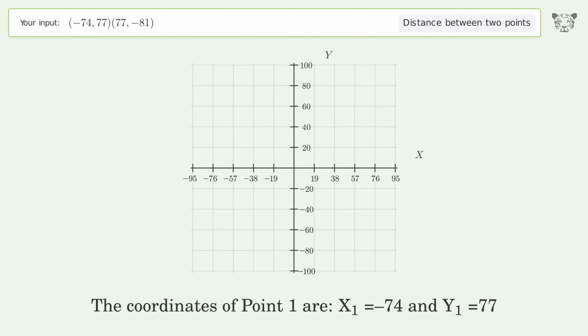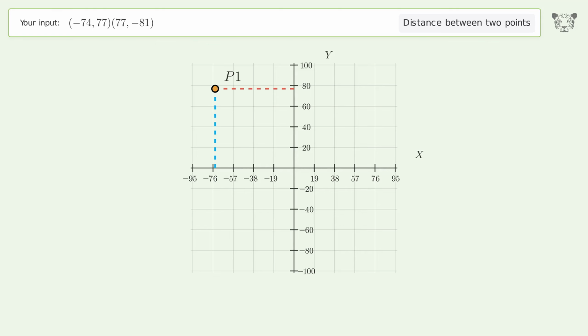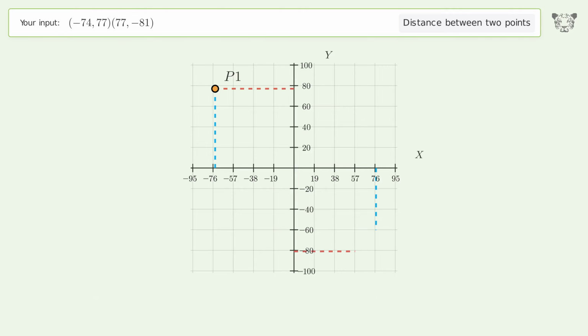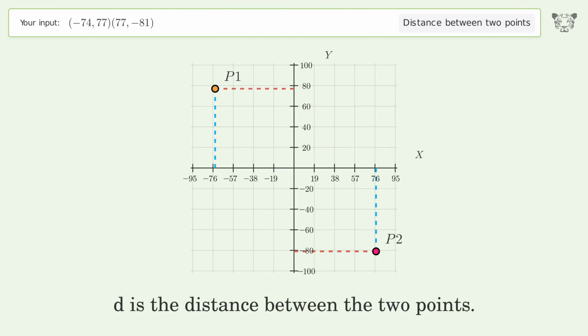The coordinates of point 1 are x1 equals -74 and y1 equals 77. The coordinates of point 2 are x2 equals 77 and y2 equals -81. D is the distance between the 2 points.